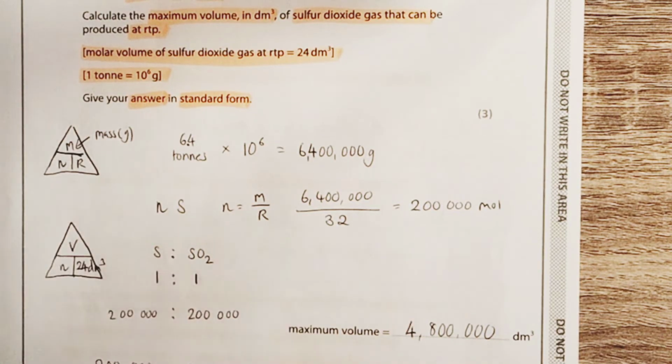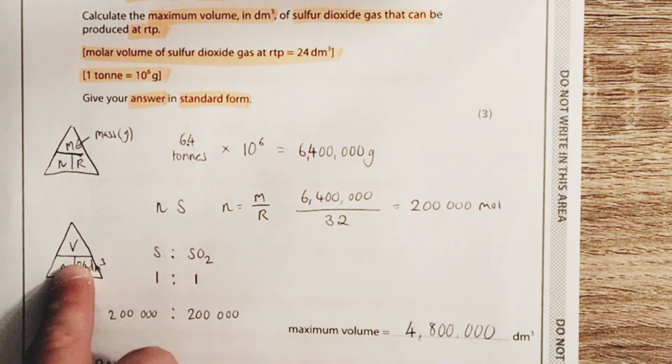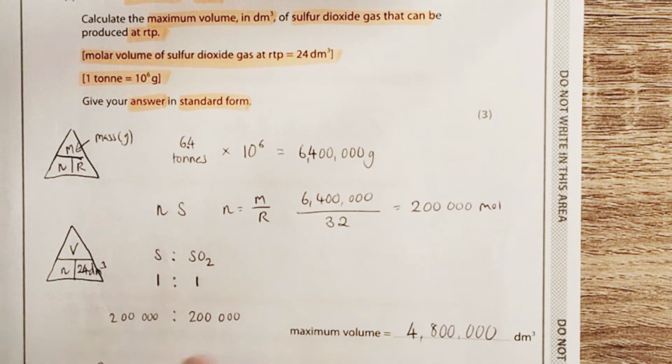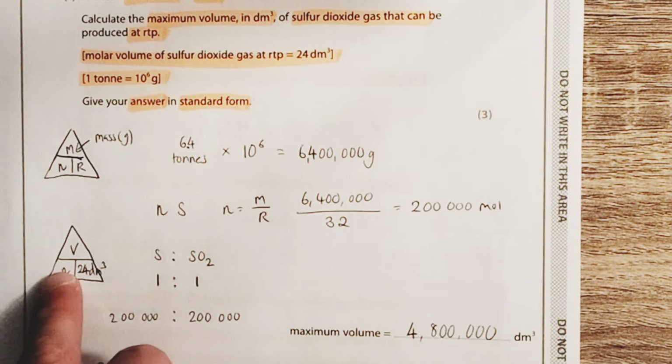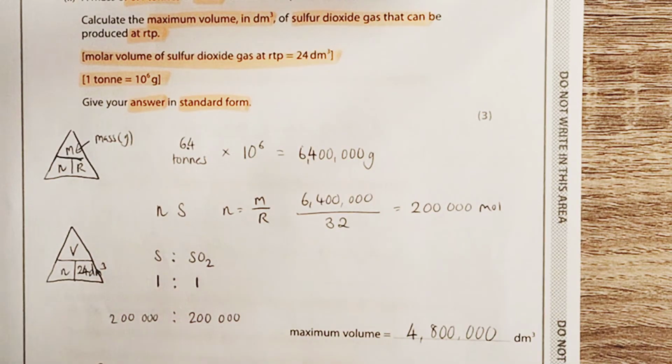I'm going to use the mole mass conversion triangle and separately the molar volume triangle, which relates moles and the molar volume value itself. So moles times 24 litres gives us the volume of gas. We're going to use both of those at different points.